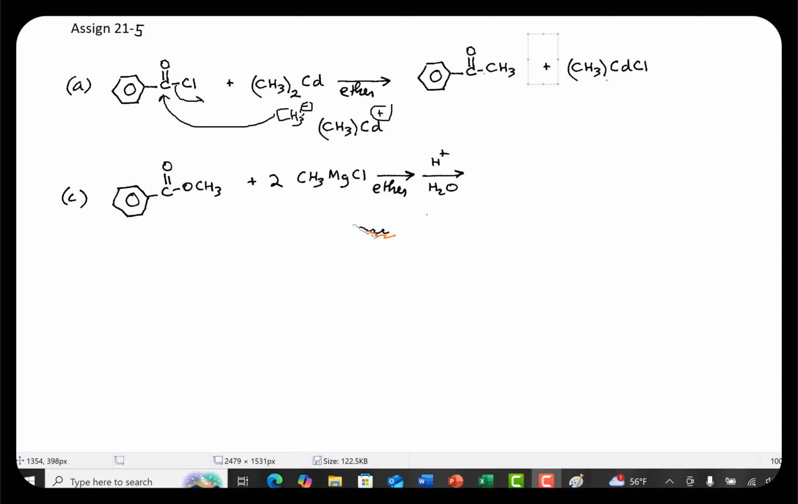Reaction C, now this is important to see the distinction. Notice there are 2 moles of a Grignard reagent. Grignard reagent is more reactive. What's going to happen here is really 2 reactions in sequence. First, it's an acyl carbon substitution to give the ketone like we saw in reaction A. But then the remaining Grignard reagent is going to effect an addition on that ketone, the same reaction we saw in chapter 20. So it's going to be an acyl carbon substitution followed by addition. Let me go ahead and write out the product of that.